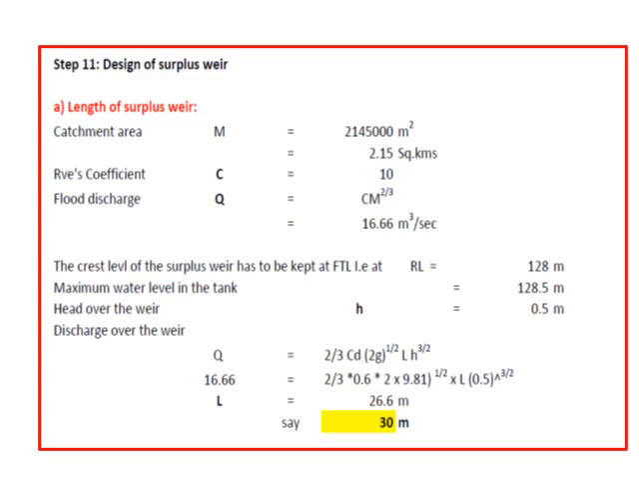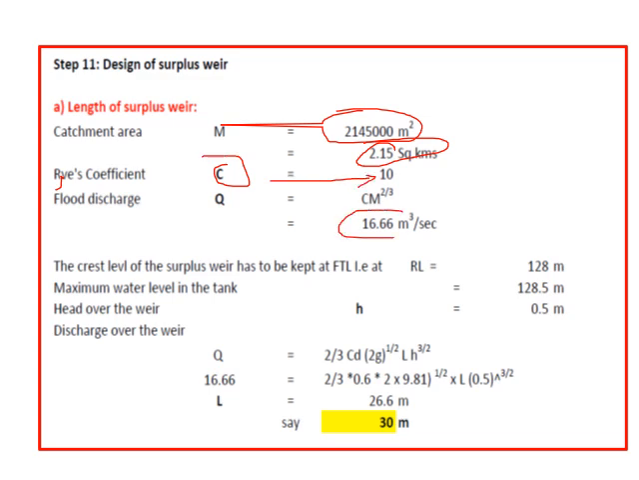So we already decided the catchment area. The catchment area is 2,145,000 meters square, which comes to about 2.15 square kilometers. You have the Ryves coefficient, which is taken as around 10. So therefore we can find out the flood discharge. So the flood discharge is 16.66 meter cube per second.